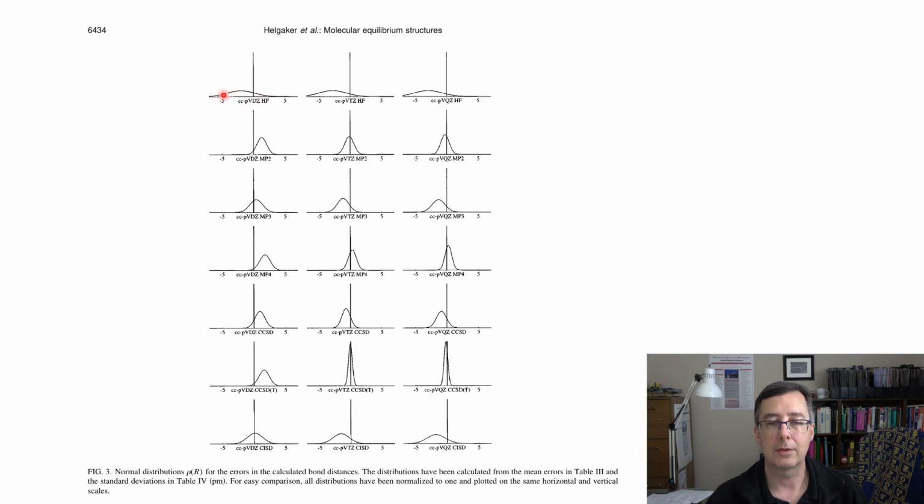So there are some errors that are larger than 5 picometers. And the error distribution is shifted towards the left. So we tend to underestimate bond lengths with Hartree-Fock. And if I go to a bigger basis set, do I clean it up?